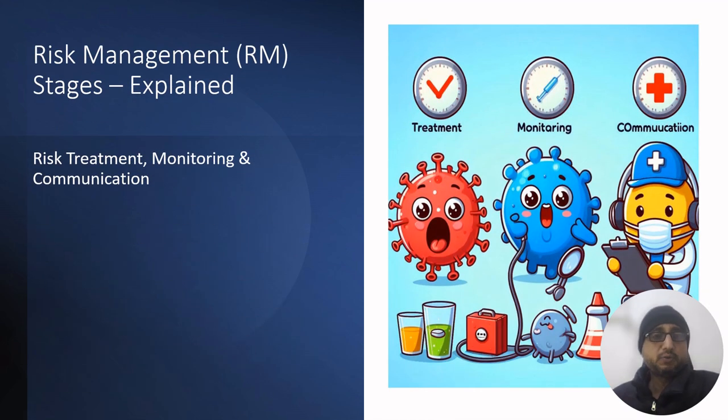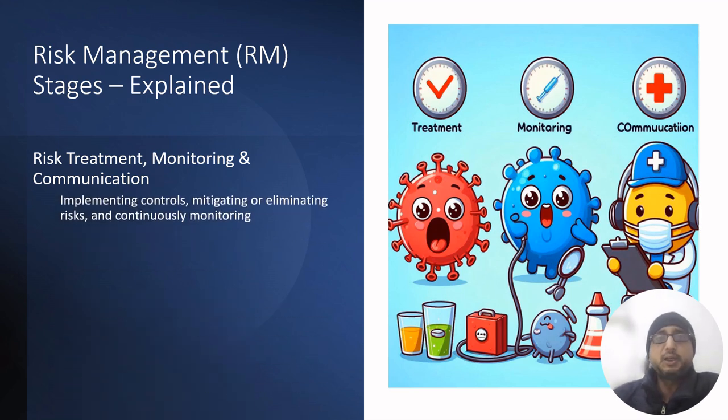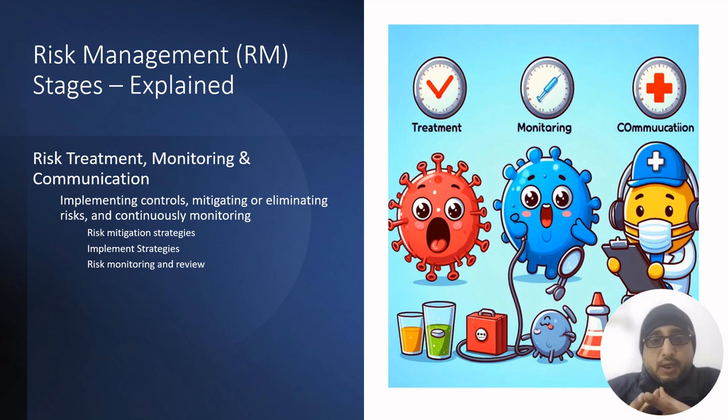Now let's move to the next stage of the risk management process, which is risk treatment, monitoring, and communication. Basically, in this stage, we implement the control measures, then we try to mitigate or control the risk, and then we monitor them. So first of all, we have to develop the risk mitigation strategies. Then we implement them, and then we monitor and review them, so we can check whether our controls are performing as desired or not.